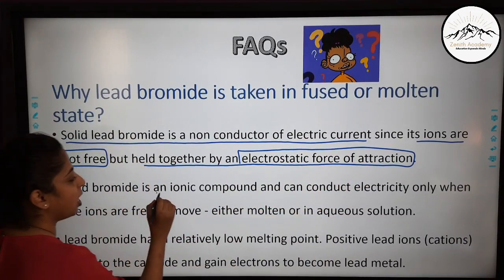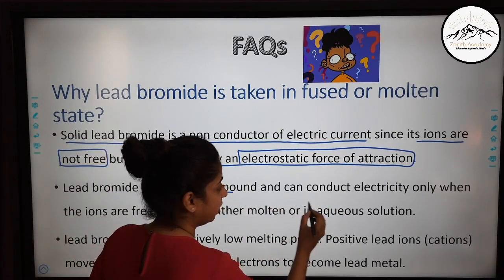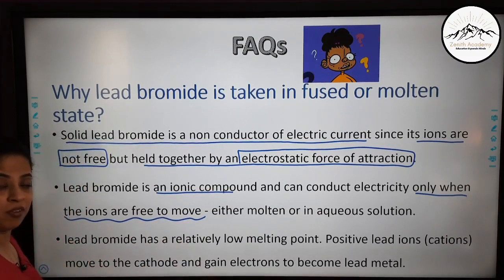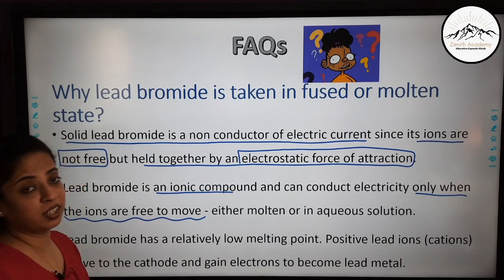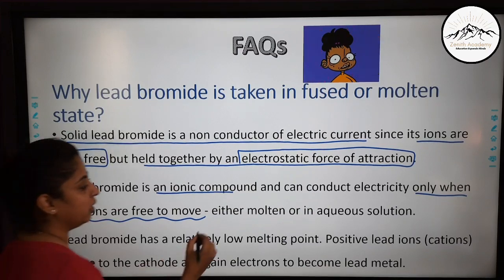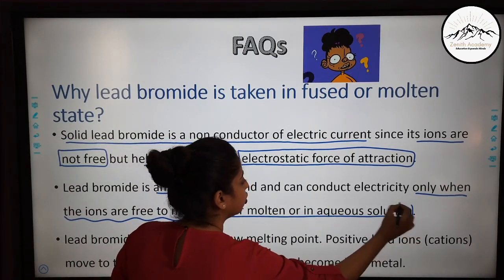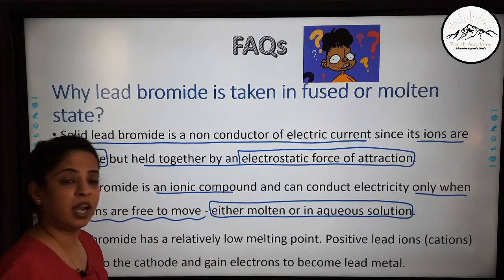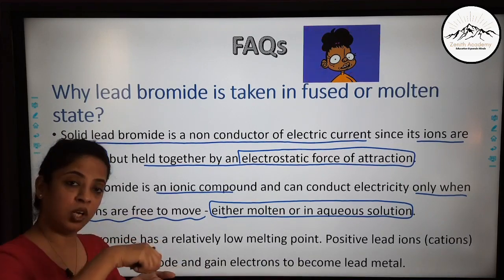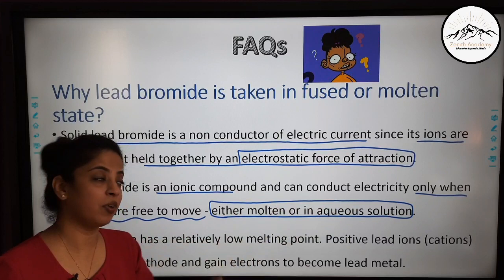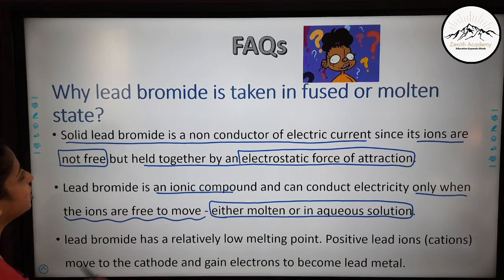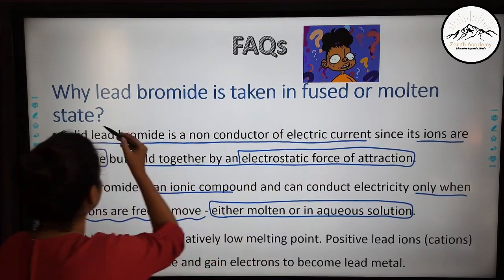Now, lead bromide is an ionic compound and can conduct electricity only when the ions are free to move. So whenever these ions are free to move, then only it can conduct electricity. Now when will they be free to move? Not in the solid state, but in either molten or aqueous solution. Whenever lead bromide is melted, its ions are free, or whenever it is mixed with water, that is, it is an aqueous solution of lead bromide, then the ions are free to move and then only it will conduct electricity. That is why we take it in fused or molten state.